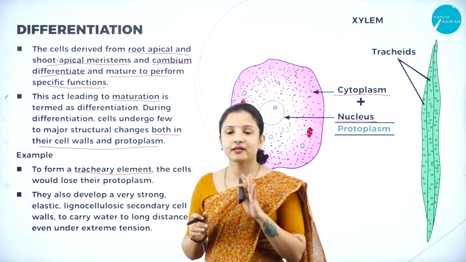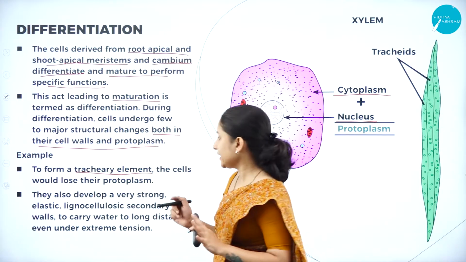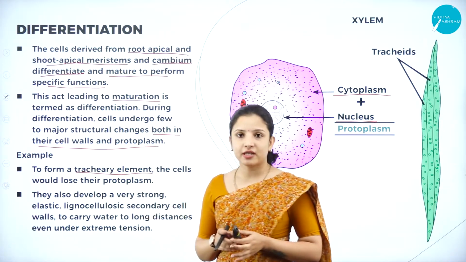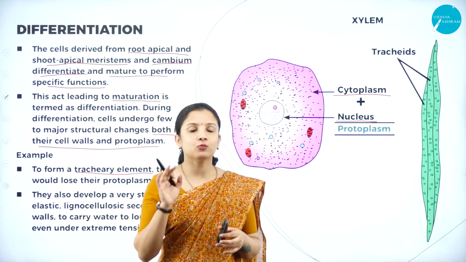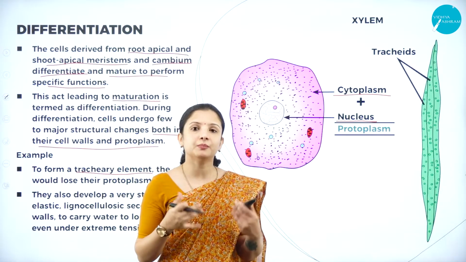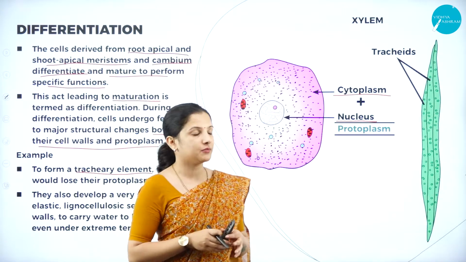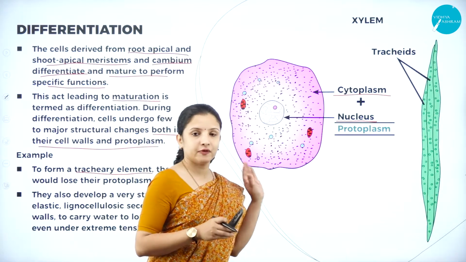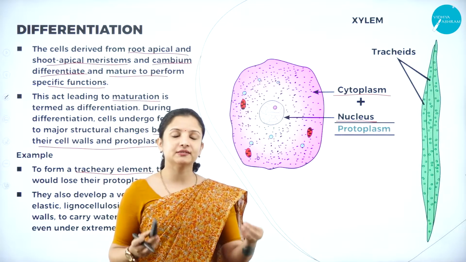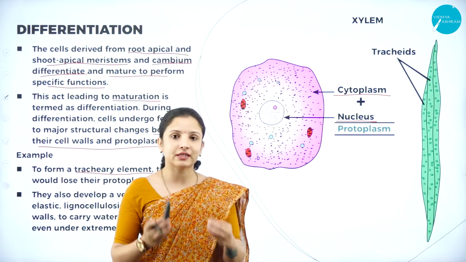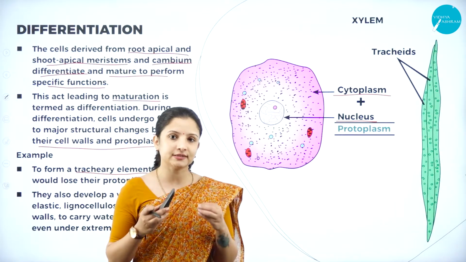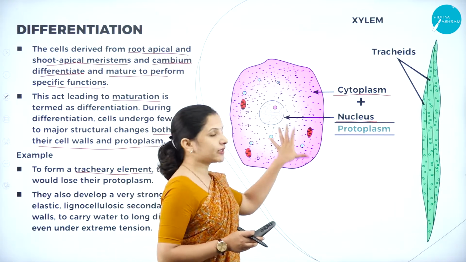Among them, I'll take the example of the xylem tracheary elements. Once these xylem tracheary elements mature, or in other words differentiate, they completely lose their protoplasm. This is how a normal cell looks with its protoplasm, having the cytoplasm, the nucleus, and all the other cytoplasmic contents or organelles in them. So this is how it looks when they mature.